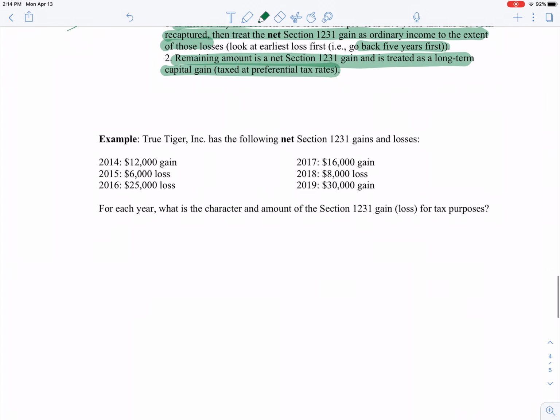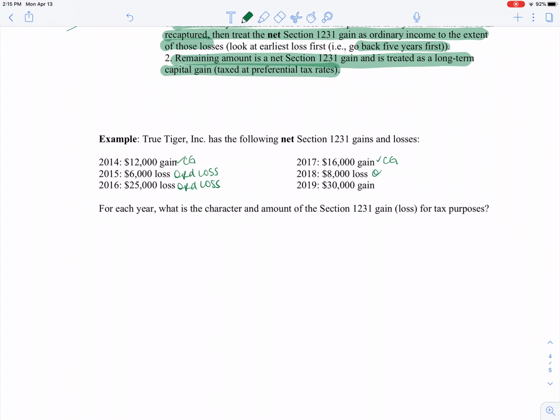All right, so here's the example that I want to go through. So we have True Tiger has the following net 1231 gains and losses. So in 2014, there was a gain that would have gotten capital gain treatment. In 2015, there was a loss. That would have gotten ordinary loss treatment. It would have offset ordinary income. 2016, there was a loss. That would have also been an ordinary loss. 2017, there's a gain. That would have gotten capital gain treatment.